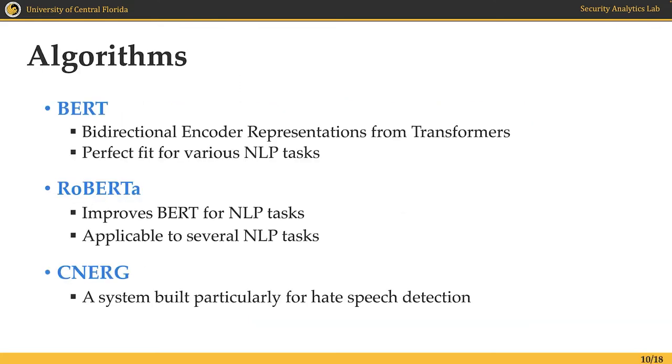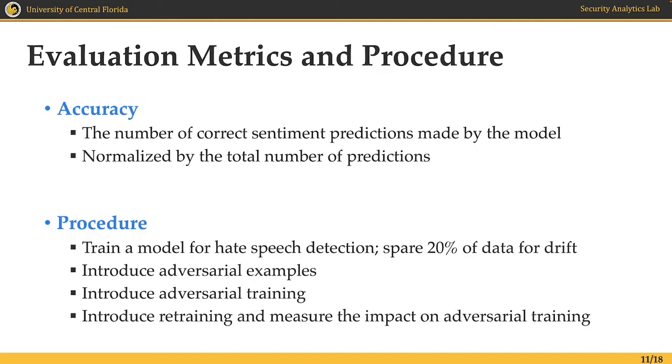As for the algorithms that we use to evaluate this idea, we use BERT, which is Bidirectional Encoder Representations from Transformers, a very popular type of deep neural network with attention, and a perfect fit for various natural language processing tasks. RoBERTa is an improvement over BERT, and CNERG is a system built particularly for hate speech detection, extrapolating on RoBERTa. For our evaluation, we use accuracy, which is the number of correct predictions made by the model, normalized by the total number of predictions.